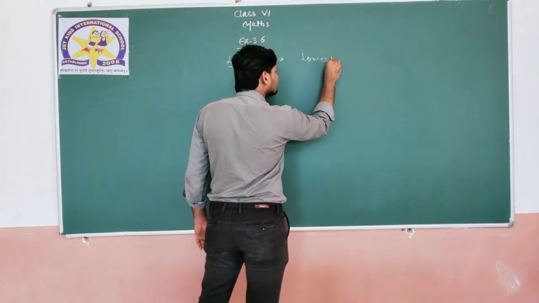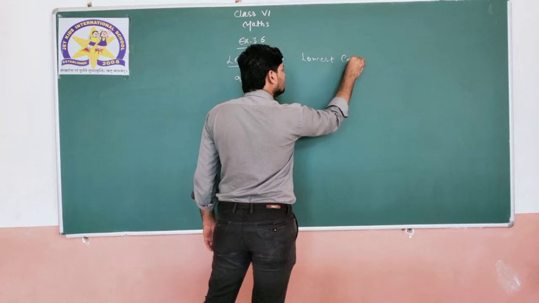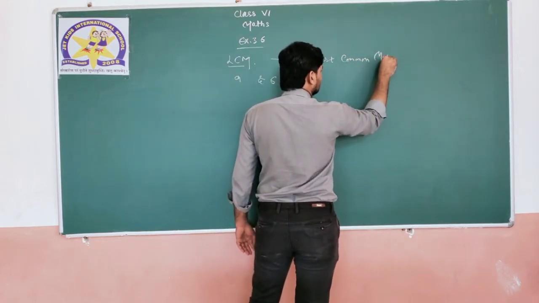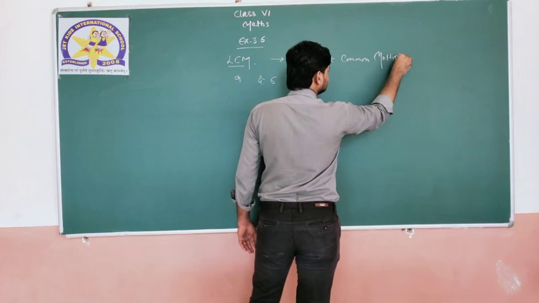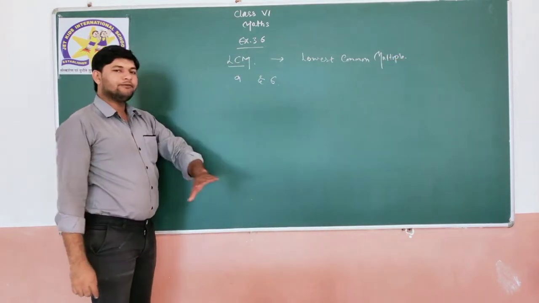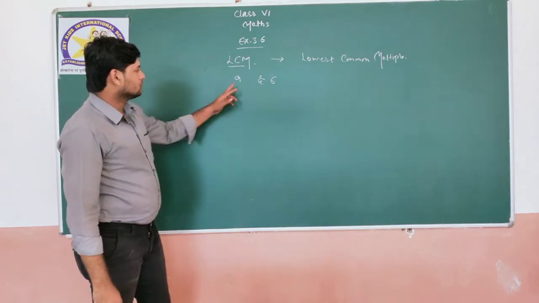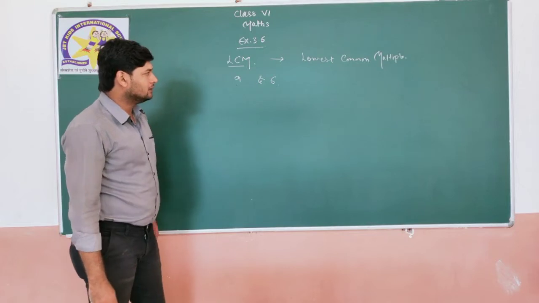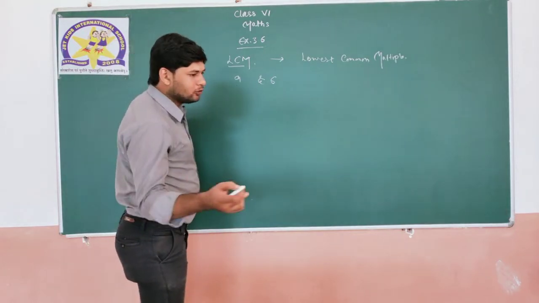Lowest common multiple, right? So LCM is lowest common multiple. Now we have to find out the LCM of 9 and 6, right? Lowest common multiple. Now it is about multiples.